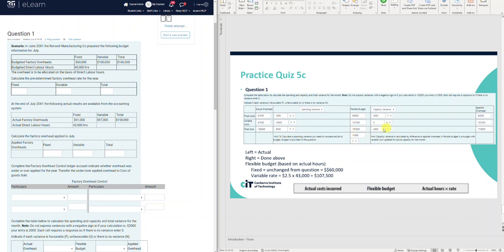Now noting, however, if your capacity variance for argument's sake is unfavorable here, the summation of 9,500 favorable and 4,500 unfavorable will be $5,000 favorable. Okay, so make sure this is a netting, understanding whether it's positive or negative, and do the final favorable or unfavorable balances, right?